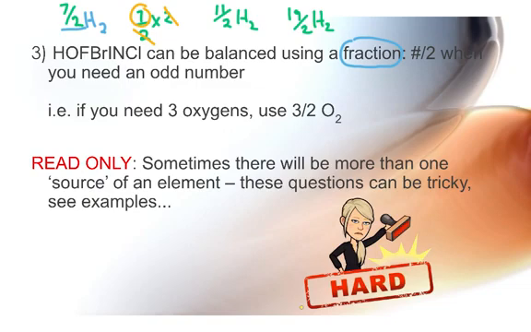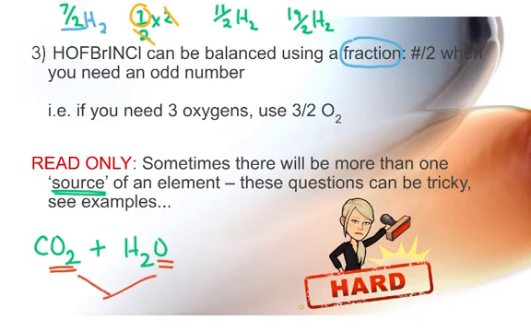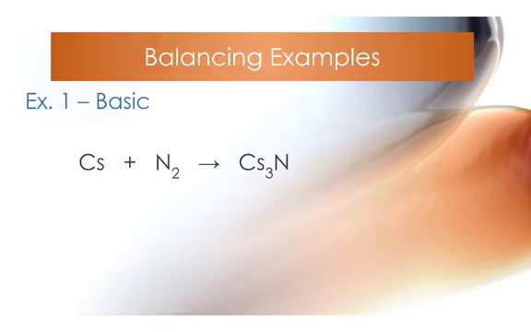One tricky bit when we're doing our balancing is that sometimes we have more than one source of an element. For instance, we might have CO2 and water, let's say on one side of an arrow. Notice that there's oxygens here and here. When this occurs, we have to add them together for a total number on that side when we're doing our balancing. So we'll look at all of these different scenarios with some examples here.